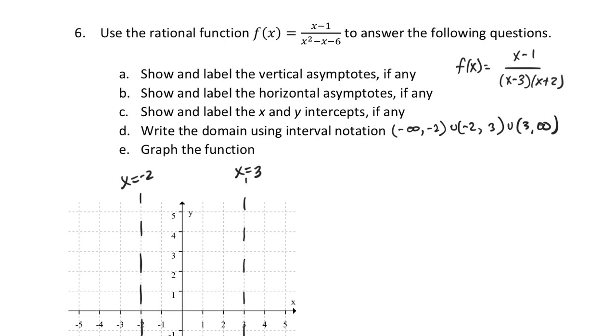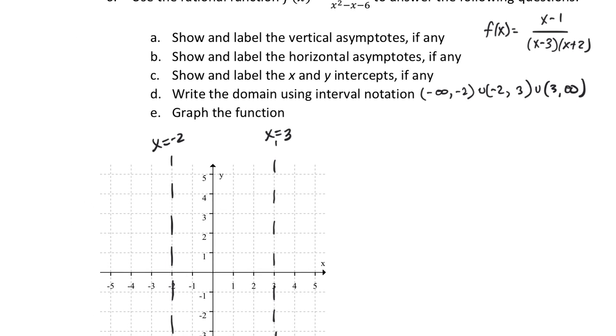Now part B, show and label the horizontal asymptotes. The horizontal asymptote that we learned about in sections 3.1, 3.2 is determined by comparing the degree of the numerator to the degree in the denominator. This is degree 1. This is degree 2. So because the numerator has a smaller degree, the horizontal asymptote is the line y equals 0.